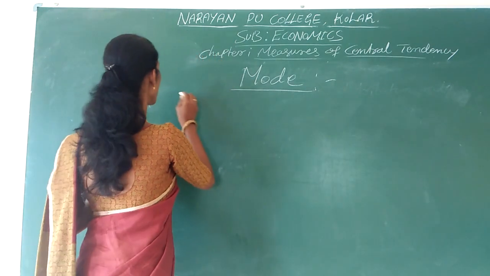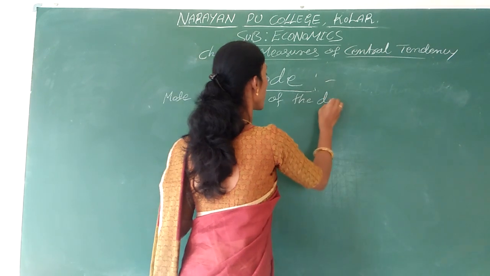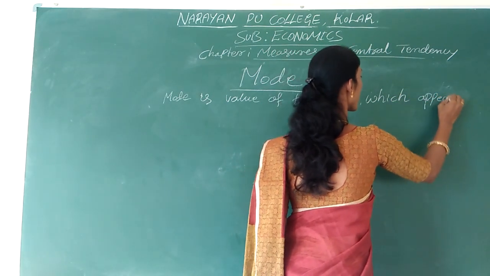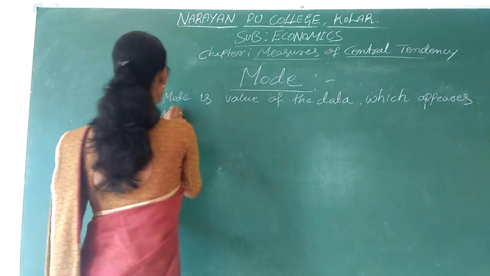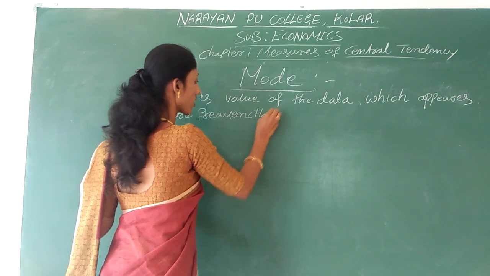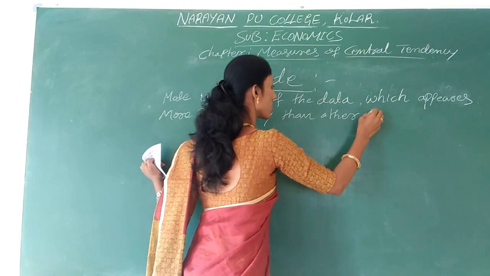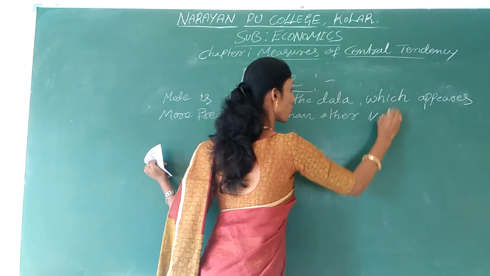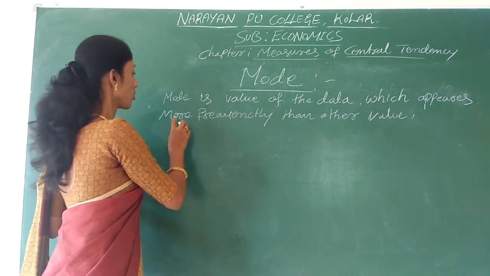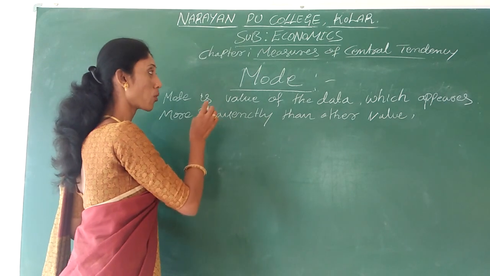Take the meaning now. Mode is the value of the data which appears more frequently than the other values. Mode is the value of the data which appears more frequently than the other values. That is called mode.